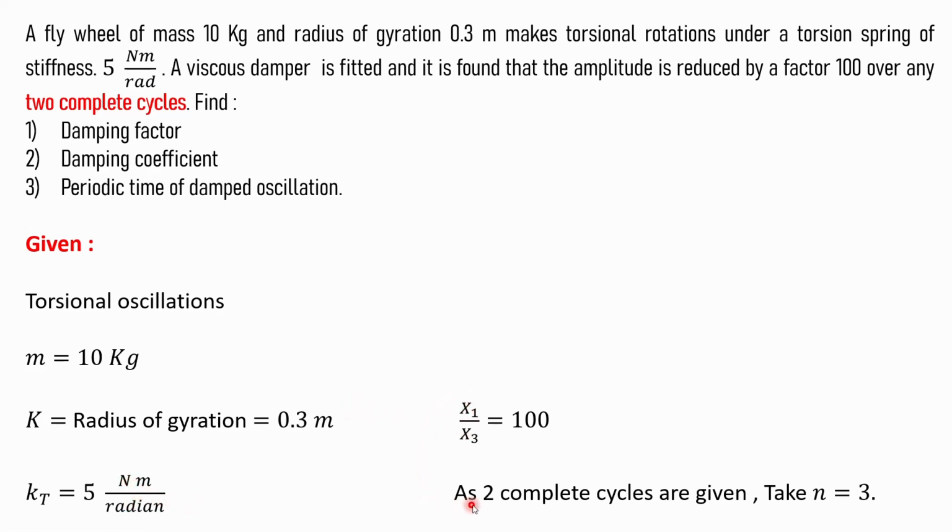Now this is the important part. As two complete cycles are given, take n is equal to 3 in our formula. So x1 upon xn, that n term is 3. If it is given as 4 complete cycles, then we could have taken x1 upon x5. If it is 3 complete cycles, we could have taken x1 upon x4. So here 2 complete cycles are given, so take n is equal to 3. So x1 upon x3 is equal to 100.